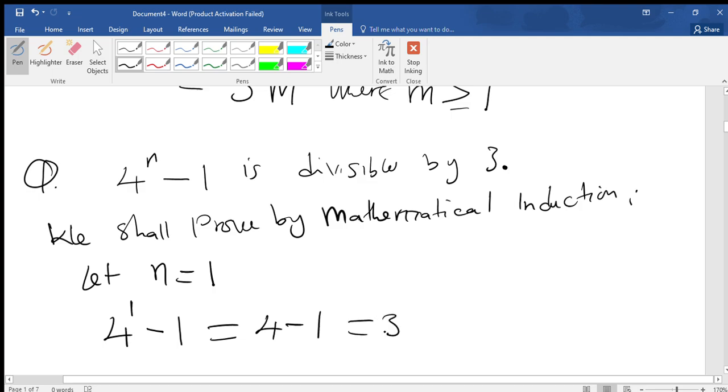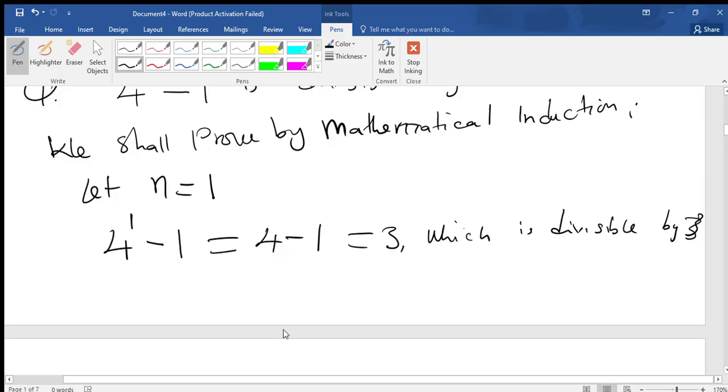And this 3 is divisible by 3. It is true that 3 is divisible by 3. 3 divided by 3, it will go exactly 1 time. So it means the base step is true. That's the first step. Once you do that, it tells us that this is a true statement. This is what we want.